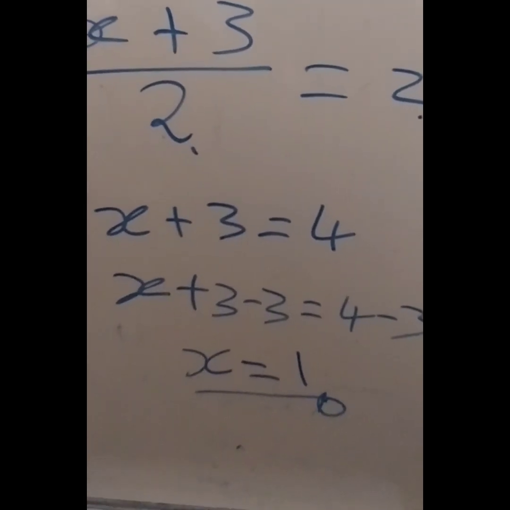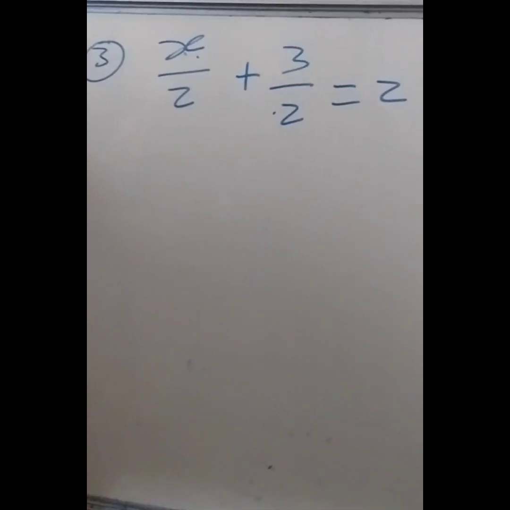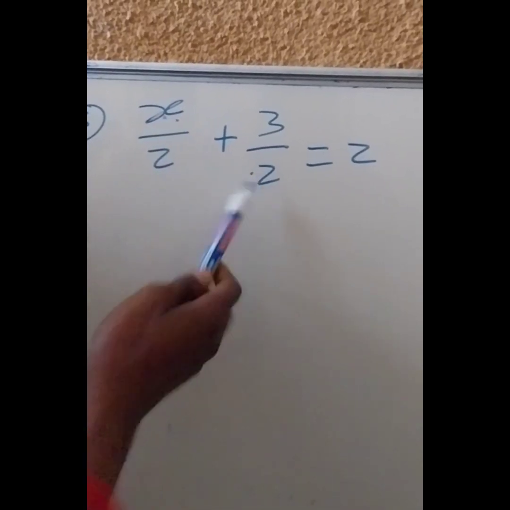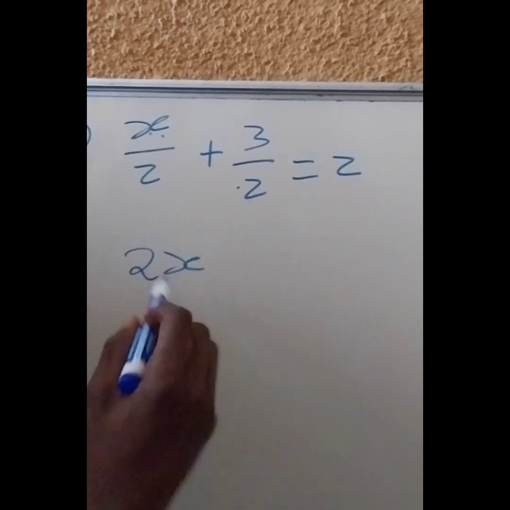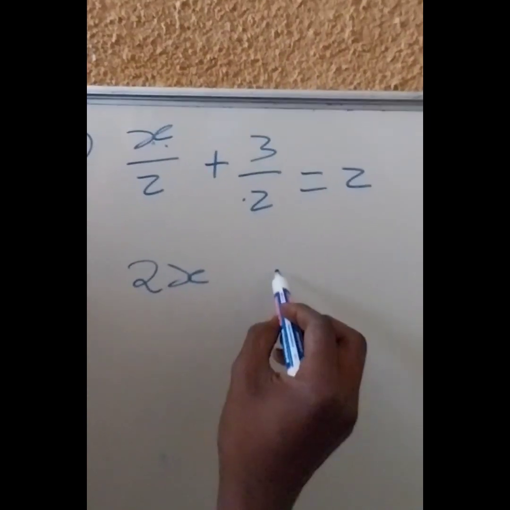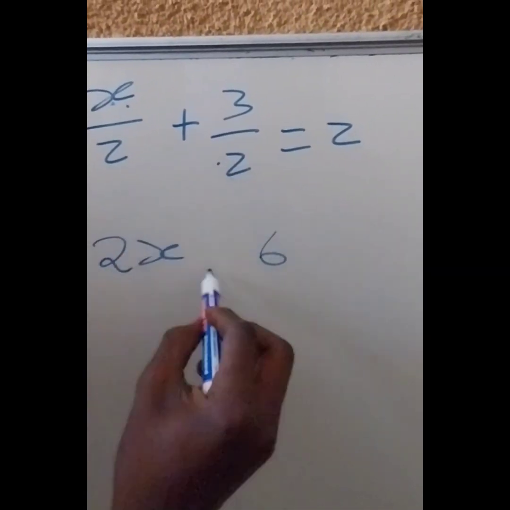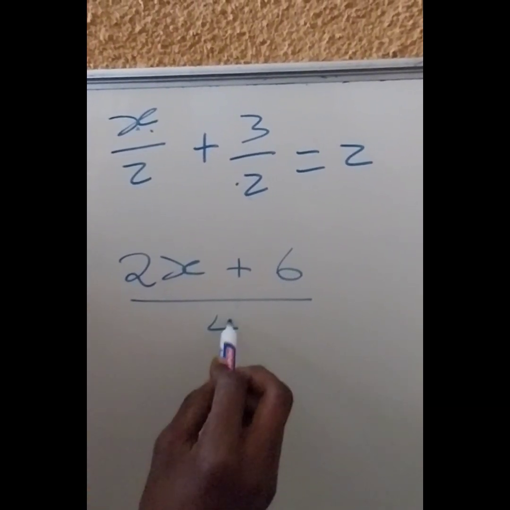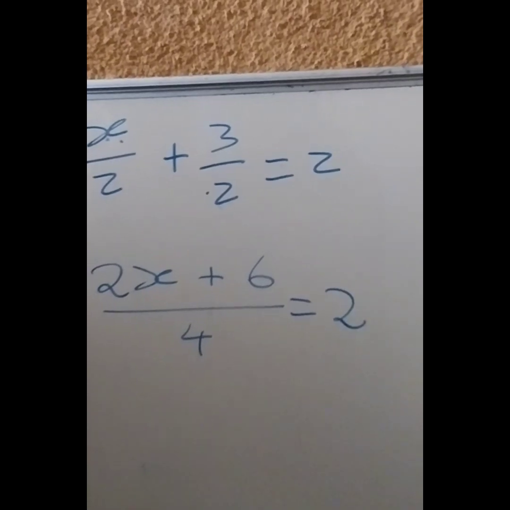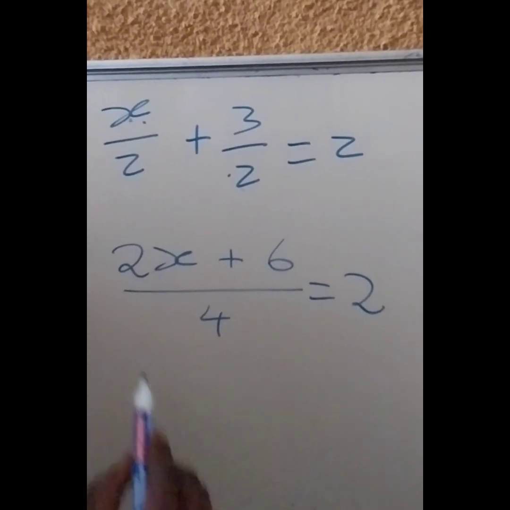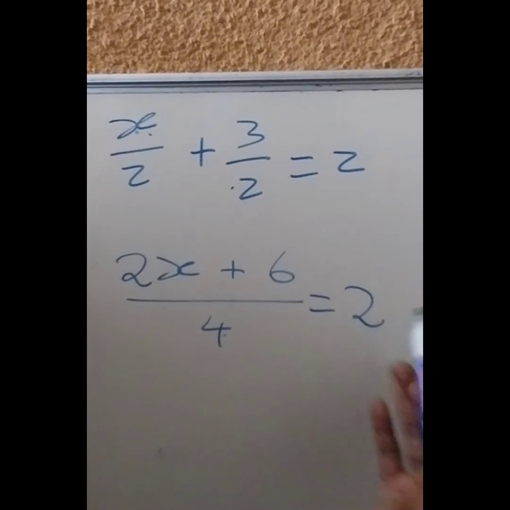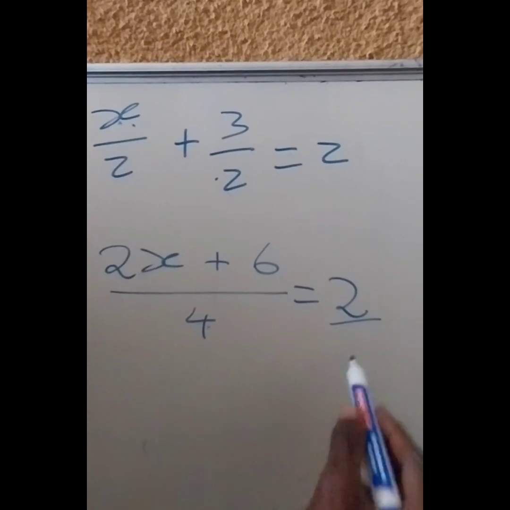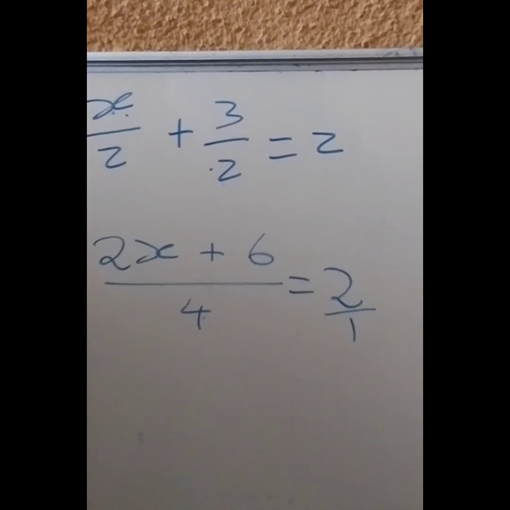Therefore, if we want to use an alternative method, we can simply multiply x by 2, which is 2x, and then 2 by 3 is 6. We put the sign in between, which is positive. All divided by denominator multiplied by denominator, which is 4, which is equal to 2. Therefore, from then cross multiplication, because on the right hand side we simply have 2 and 2. Any number is over 1 if it's not a fraction.